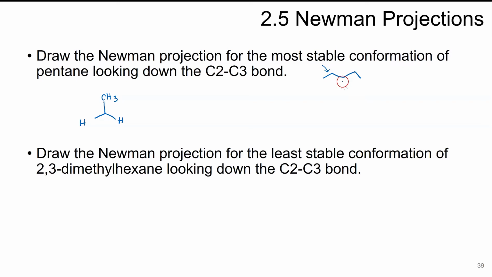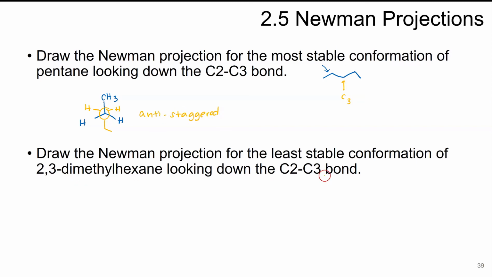This one back here is C3. And on C3, there's a CH2, CH3, and the 2 hydrogens here. So this would be the anti-staggered of pentane.